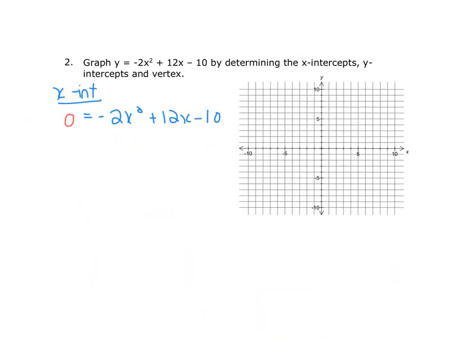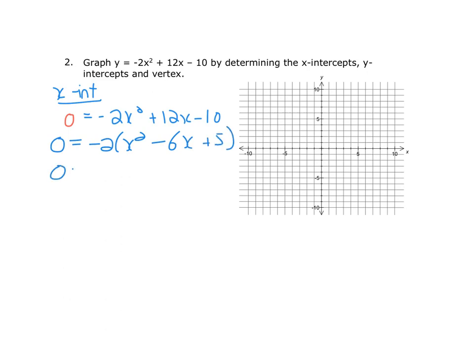So now in this question, I want to factor this quadratic. Again, I'm going to start off by finding the x-intercepts and setting the y value equal to 0. As always, I look for a common factor. There is one in this quadratic, so I'm going to factor out -2. I am left with x squared minus 6x plus 5.